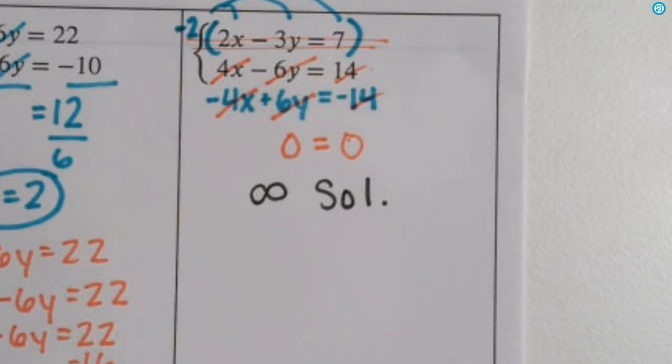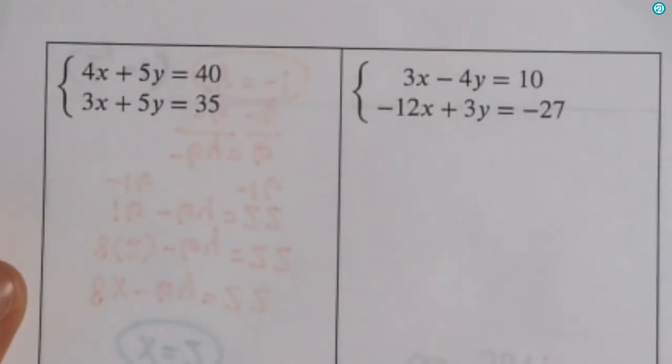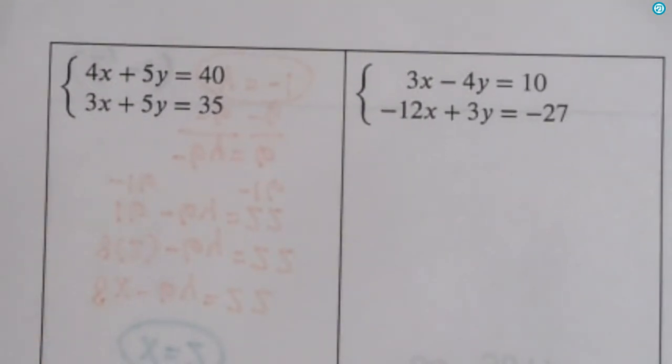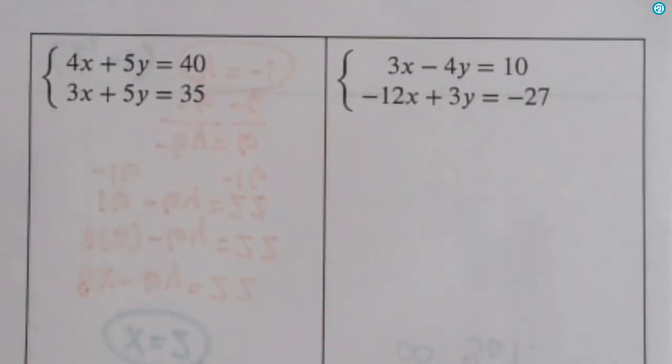Okay, flip this over. We've got 2 more examples of eliminating on the back. Next one we've got 4x plus 5y equals 40, and 3x plus 5y equals 35. We can look at our x's and our y's. We need to make one or the other cancel out. Our y's in this one are almost going to cancel out because they're the same number. In order to make them cancel out, we need to make one positive and one negative.